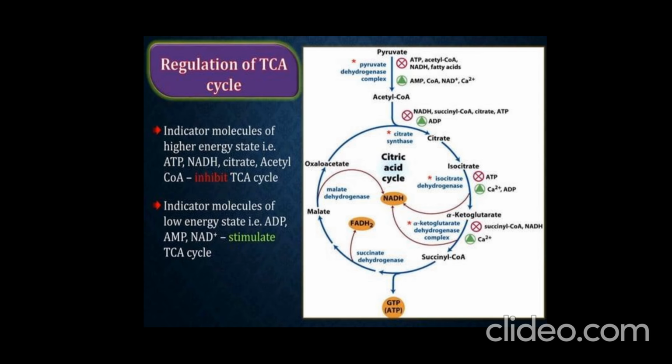Regulation of TCA cycle. How the TCA cycle is regulated. Indicator molecules of higher energy state, that is ATP, NADH, citrate, acetyl-CoA, inhibit the tricarboxylic acid cycle. So when ATP, NADH and acetyl-CoA are formed, they inhibit the citric acid cycle. And indicator molecules of low energy state, that is ADP, AMP, NAD, stimulate the citric acid cycle.